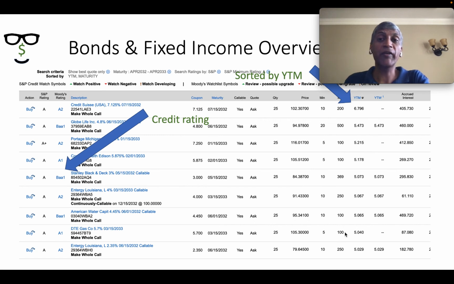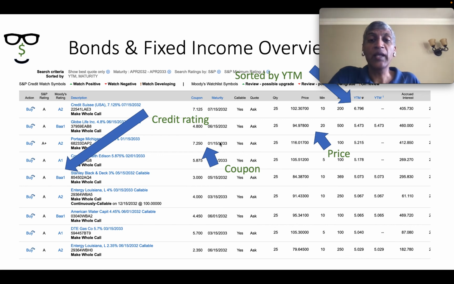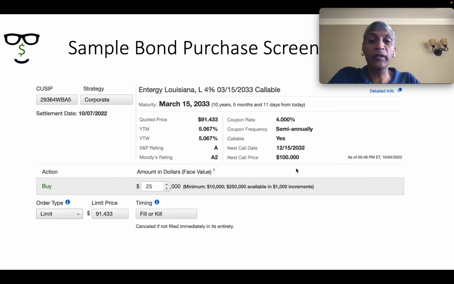You can see the credit rating on the left-hand side. You can also see what price. So this at 94 is trading below par, and this at 102 is trading above par. You also see what the coupon rate is. This is something that pays 7.25%, and this one pays 7.125%, for example. And the minimum order quantity, don't forget that. If you have 10,000 to spend, don't pick something where the minimum order quantity is more than 10,000.